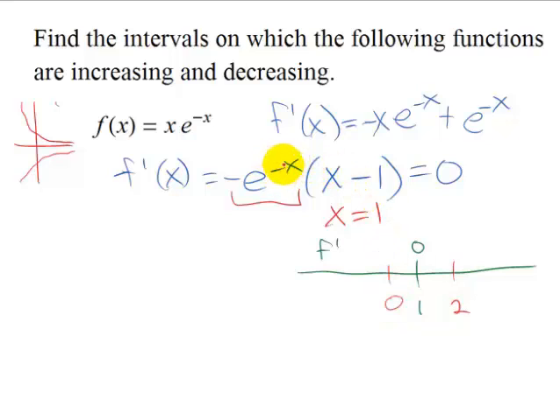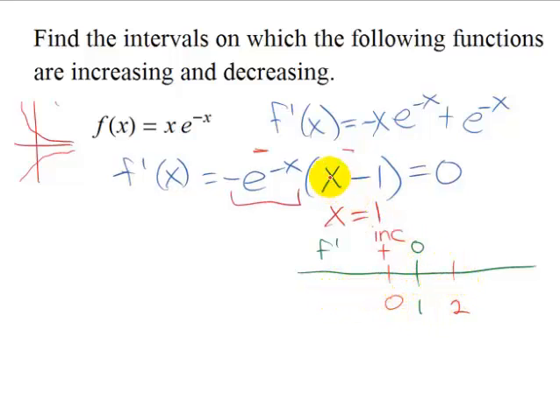If I put a 0 in here, I have e to the 0 is 1 multiplied by the negative, so this factor will be negative. And if I put a 0 in here, this factor will be negative, and negative times negative will be positive. So this graph is going to be increasing from negative infinity to 1.